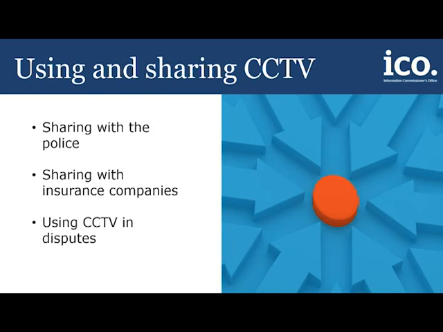Now, this is not to say, however, that you can go through all footage trying to find something to use against your tenants or staff. As previously discussed, you need to have a reason for looking at the footage, and doing so without one would be excessive, unfair, and open you up to complaints and enforcement action.